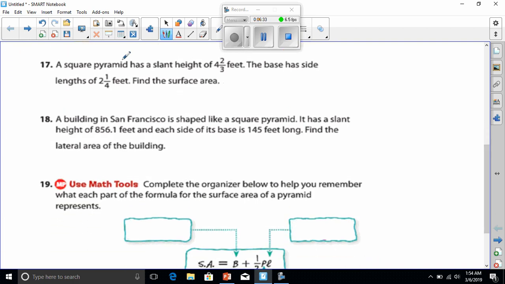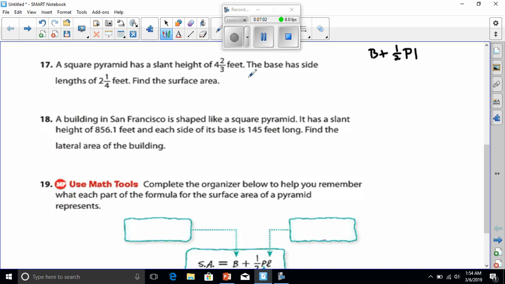A square pyramid has a slant height of 4 2/3 feet. The base has a side length of 2 1/4 feet. Find the surface area. Well, again, we're going to use that formula: the base plus 1/2 times the perimeter times the lateral surface. The base this time, we see that the base has sides of 2 1/4.